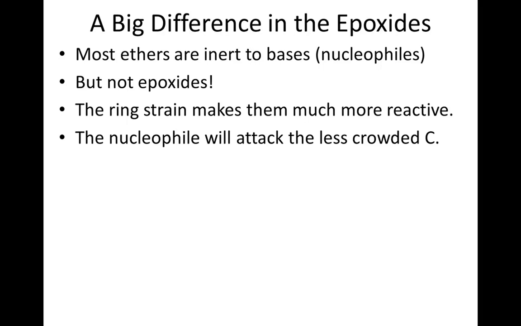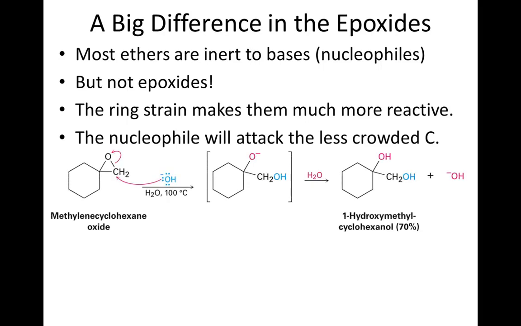Now, we were using acids to open up epoxides, but we don't have to use an acid. We could use a base. So we could put in hydroxide, and it will go to the less crowded carbon, and it will open it up, and if we put in some water, we can make a diol out of that. So you could make a diol out of an epoxide with either acid in aqueous solution or base in aqueous solution. And in fact, this is how you get into polymers of these things.